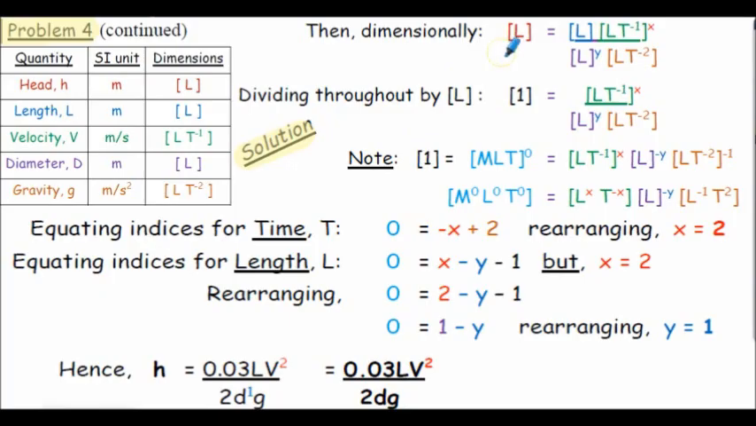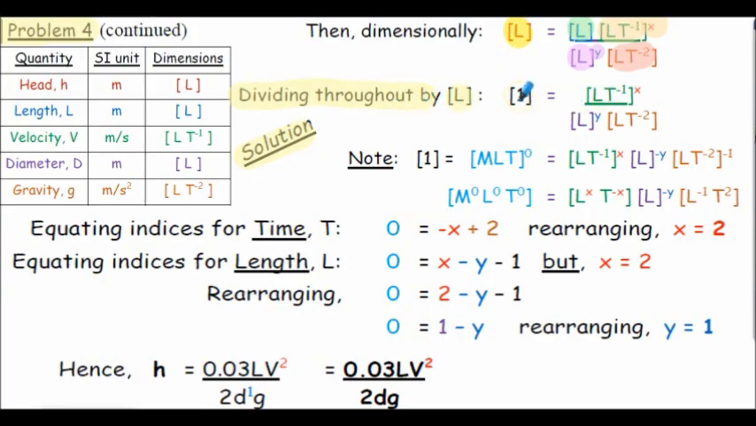On the left hand side we have height h, we know the dimension is L. On the right hand side we have length L, that will have dimension L. We have velocity v to the x, so v is LT negative 1, of course raised to the power of x. In the denominator we have the diameter, to the power of y, so that will be dimension L raised to the power y. And also in the denominator we have gravitational acceleration g, dimensions LT negative 2. Just note on the next line I've divided throughout by L.